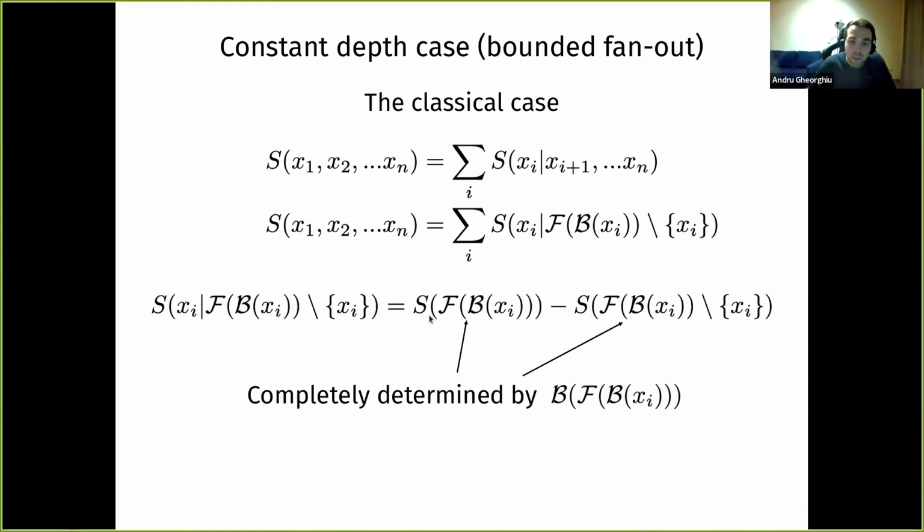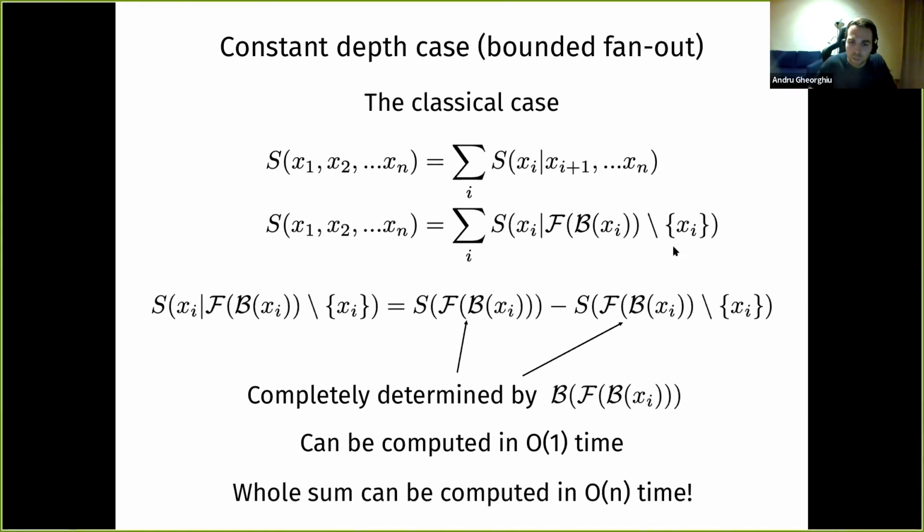And that means that you can compute this entropy in constant time by just looping over all possible values of the variables that you have in this set. And so that means that this entire sum can be computed in linear time. So you have n terms in the sum, each term can be computed in constant time. So the overall sum can be computed in linear time. And therefore we have an efficient algorithm for computing this entropy.